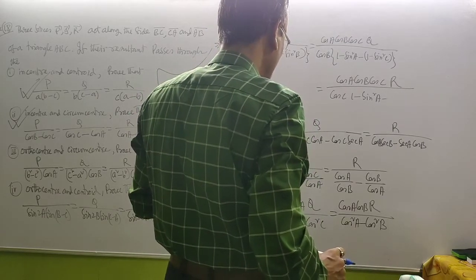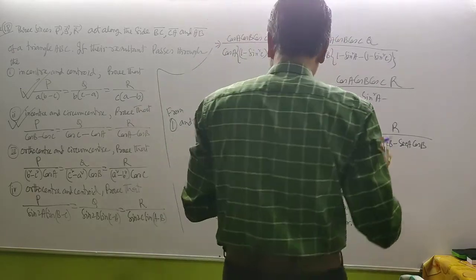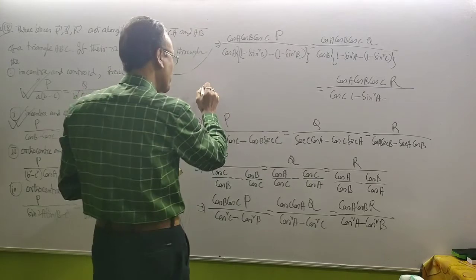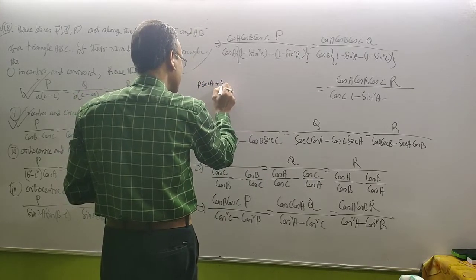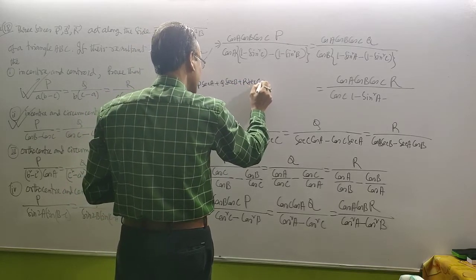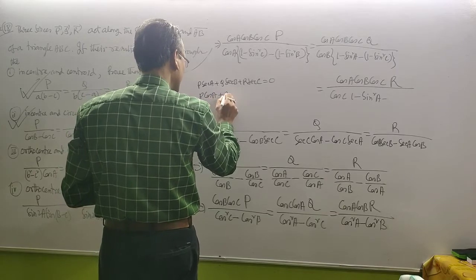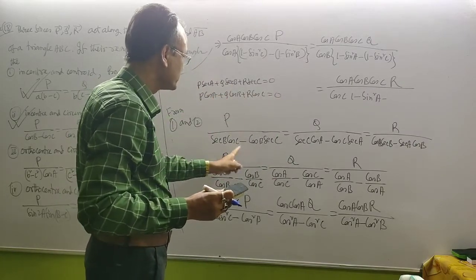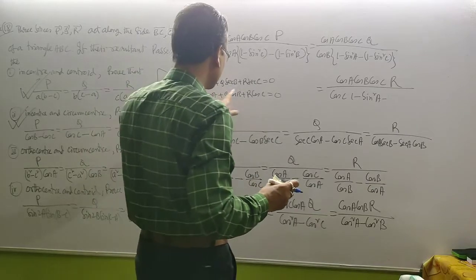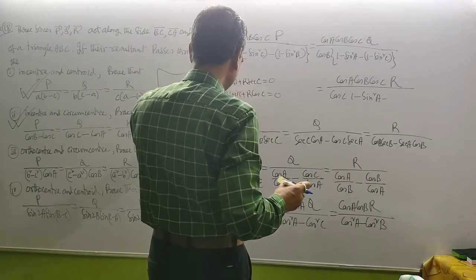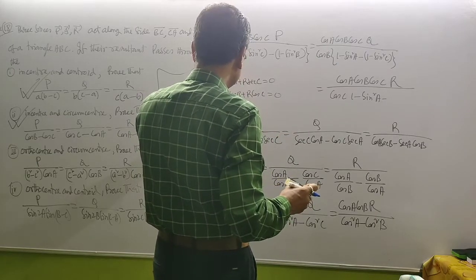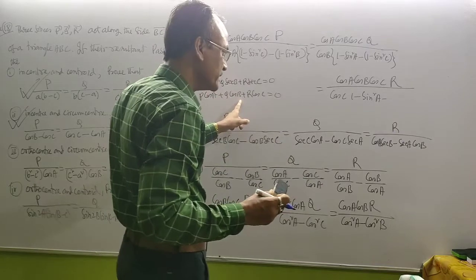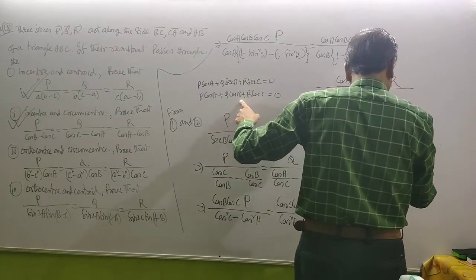Number one thing, we have done one mistake here. Only this step: if the resultant passes through the orthocenter, then P sec A plus Q sec B plus R sec C equal to 0. Circumcenter means P cos A plus Q cos B plus R cos C should be equal to 0. Sec B cos C minus cos B sec C. We have written like this. Sec C cos A minus cos C sec A. No mistake here. And last term, sec A cos B, we have just corrected.